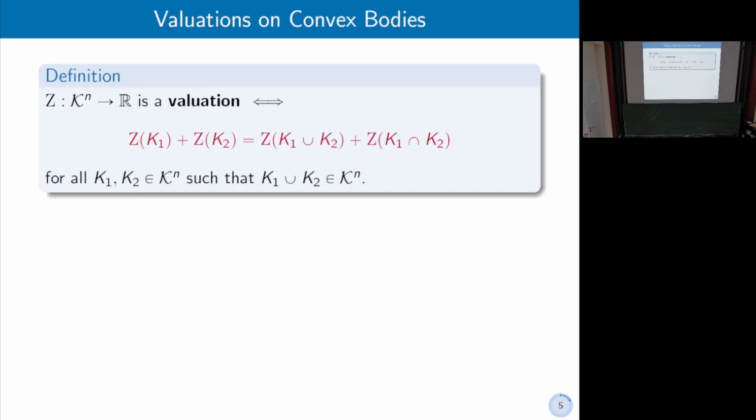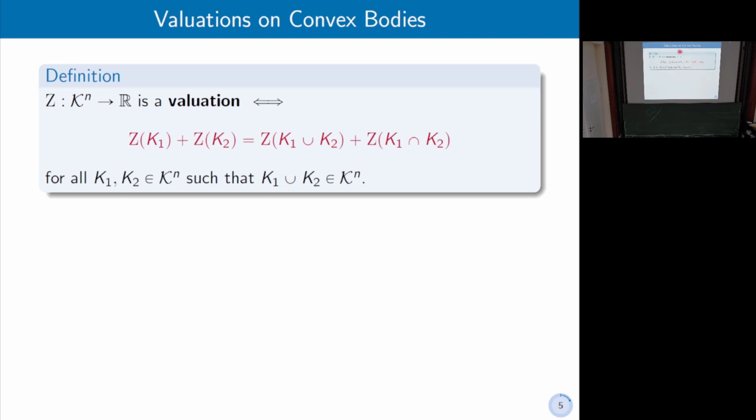So this is my definition, and it's of course not my definition. It's the definition that we use. A valuation on convex bodies is a function, and here I'm looking now at real valued valuations, that fulfills this basic property, this inclusion-exclusion property. So if I take two convex bodies, such that the union is again a convex body, I require that the functional of K1 plus the functional of K2 is equal to the functional of K1 union K2 plus the functional of K1 intersected with K2. So this is always a convex body, so I don't have to require this.